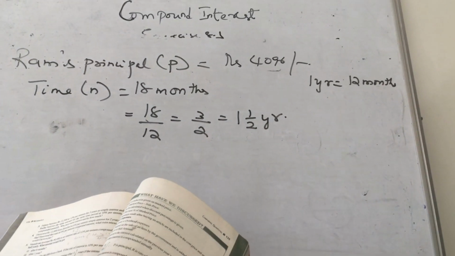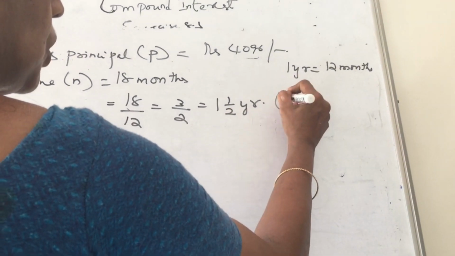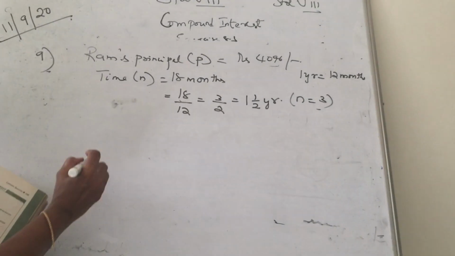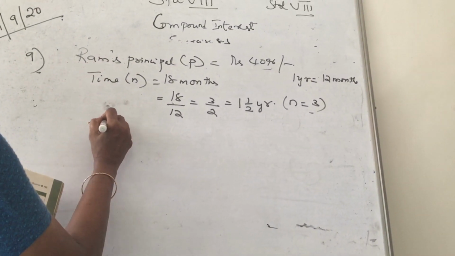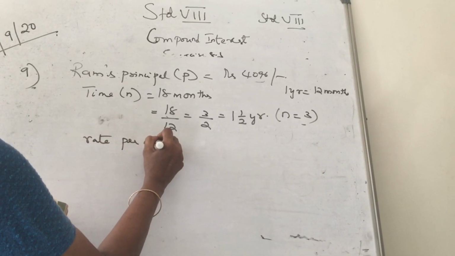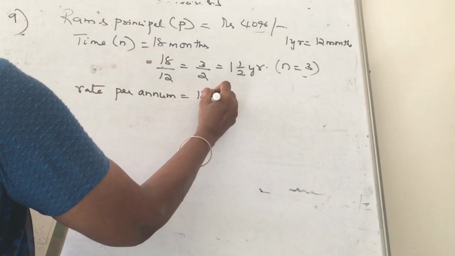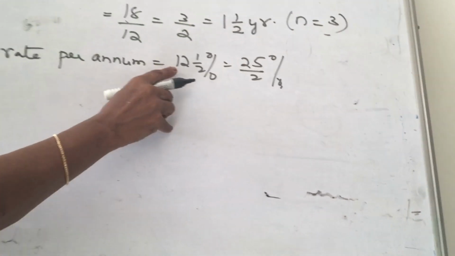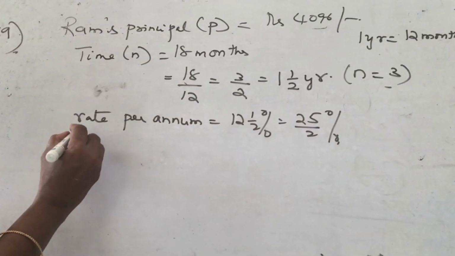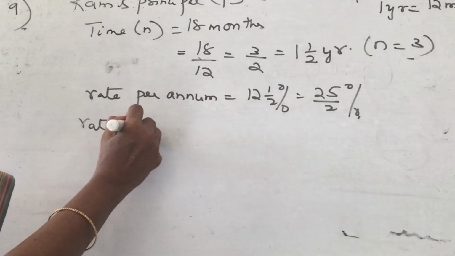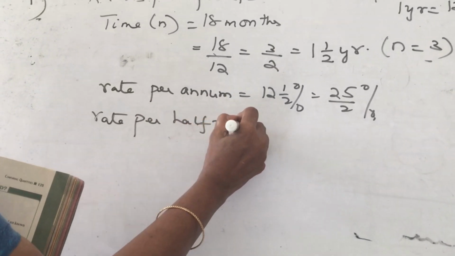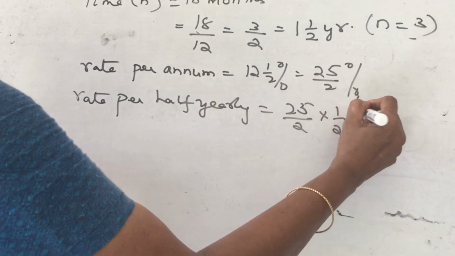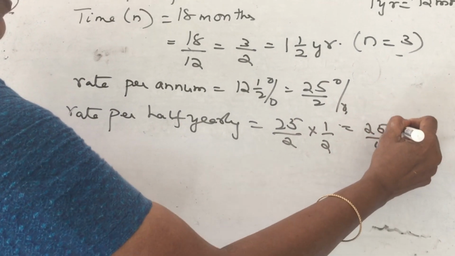In 1.5 years, how many half years are there, children? 3. So coming to rate, rate per annum. Rate per annum is equal to 12.5%. Convert the mixed fraction into an improper fraction. 12 2s are 24 plus 1 is 25 by 2. And rate per half year. Whatever the rate is, children, divide it by 2. So it becomes 25 by 4%.